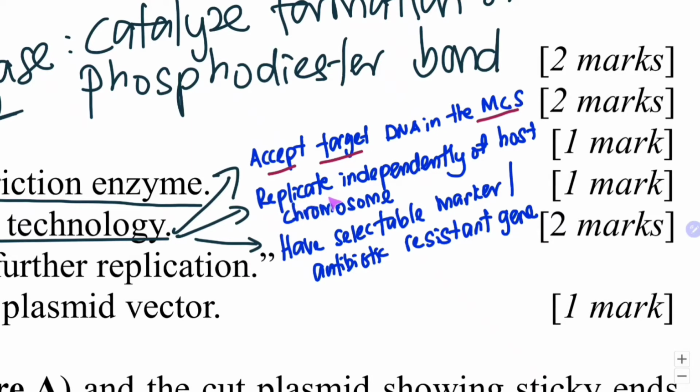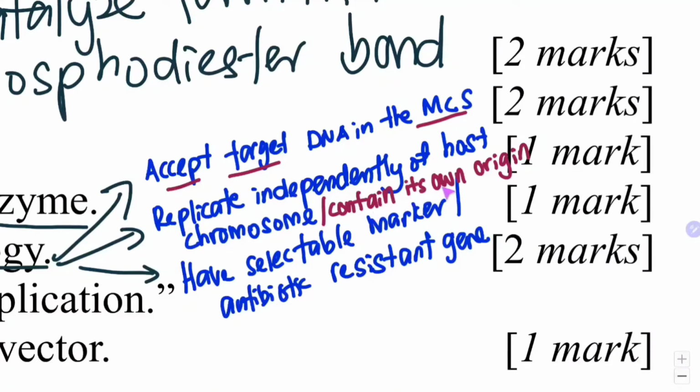Second, able to replicate independently of the host chromosome, ataupun boleh juga cakap contain its own origin of replication ataupun ORI sequence. So bila ada origin of replication, that's why lah tadi plasmid tersebut boleh replicate independently of the host chromosome. Maksudnya plasmid itu kalau nak replicate, dia tak perlu tunggu host itu punya chromosome untuk replicate. So dia boleh replicate on its own. So itu kena cakap own origin of replication.